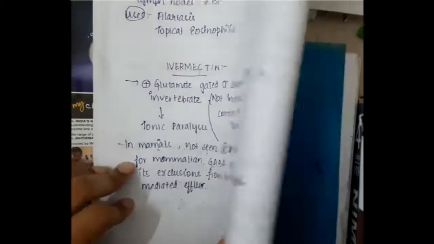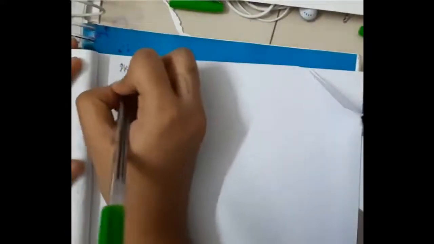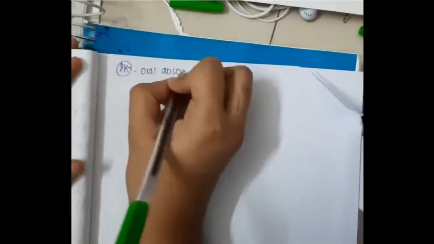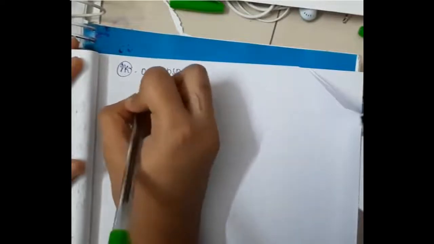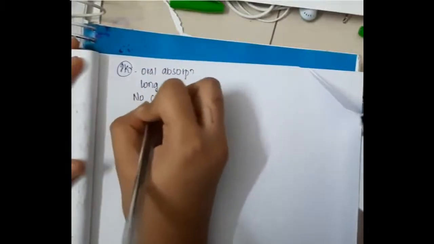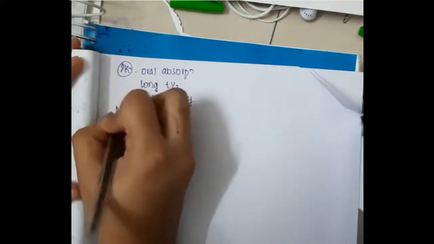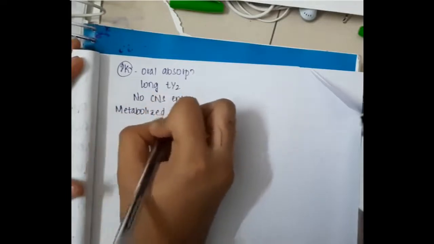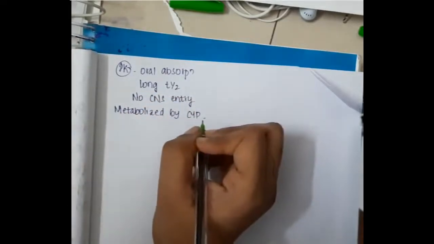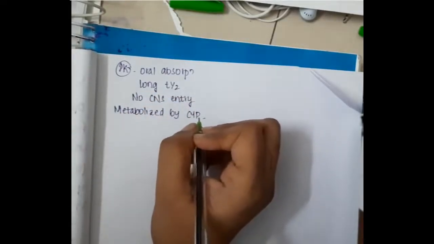It is used as a second line drug after diethylcarbamazine for microfilaria. Now the pharmacokinetics: it has oral absorption, it has a longer half-life, and it does not enter the CNS, and it is metabolized by CYP enzymes.